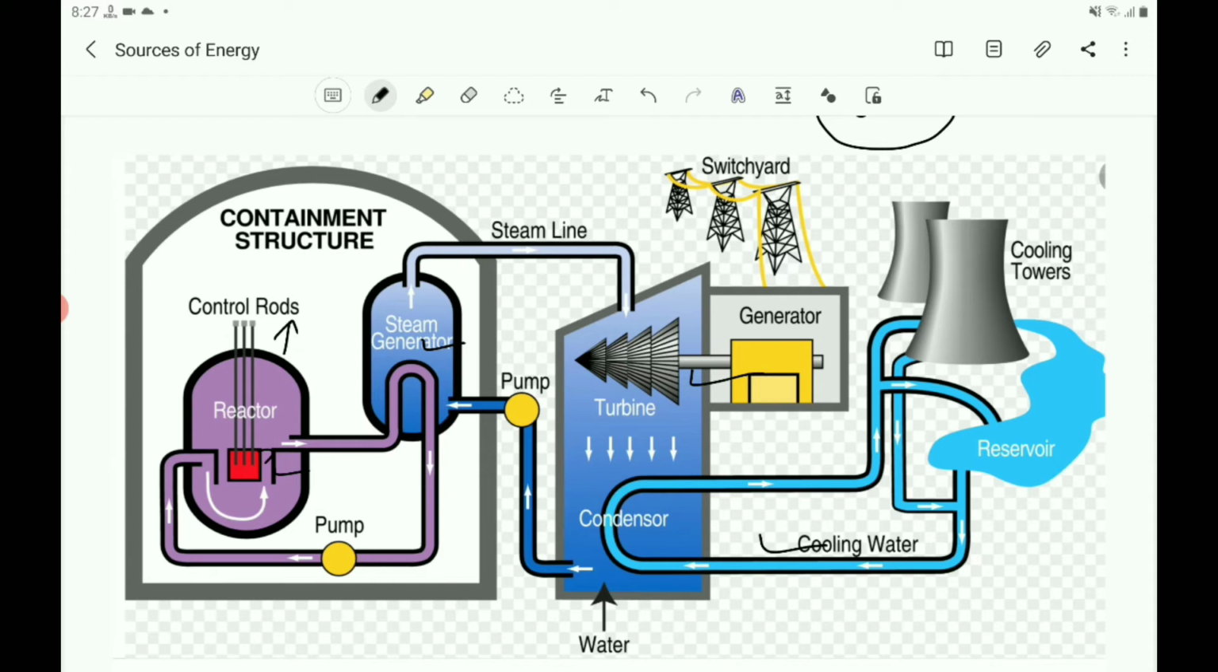Control rods can then be inserted into the reactor core to reduce the reaction rate or withdrawn to increase it. Here it controls the availability of neutrons. The heat created by fission turns the water into steam. Here there will be a steam generator, and the heat generated by the nuclear fission is used to generate the steam in the steam generator, and the steam is made to fall on the turbine.